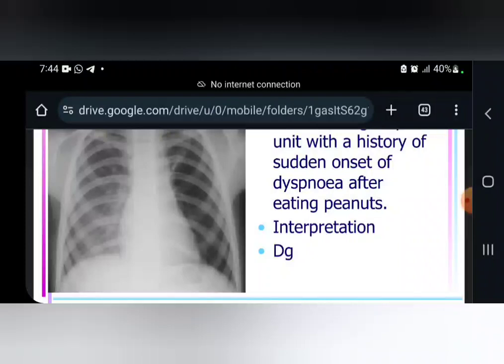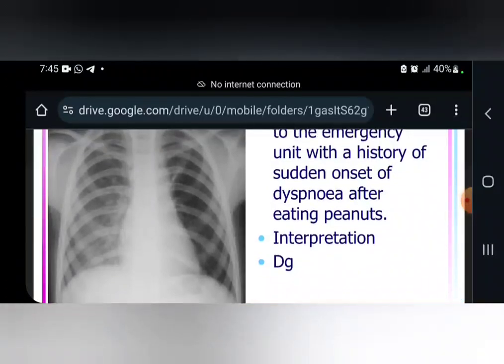And now the question that they are going to ask you is, why is it that when a patient aspirates a small object it is going to enter the right lobe? The answer is because the right bronchus is shorter and more vertical as compared to the left bronchus, which is longer and more horizontal.